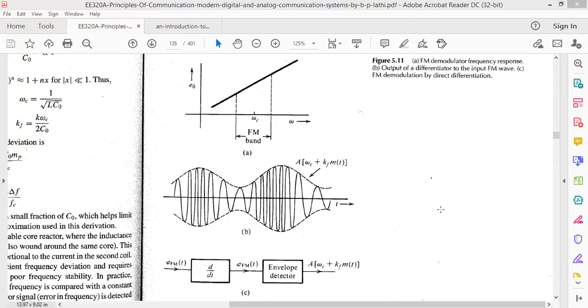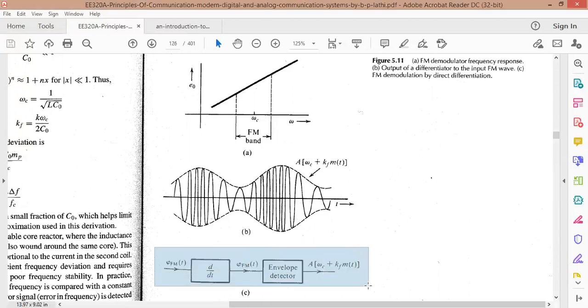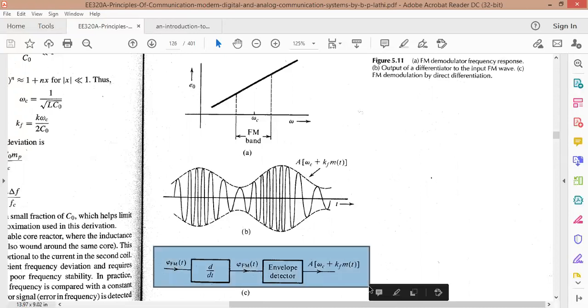Now I'm showing this particular book, Bipilati, to show you the basic block diagram related to the demodulation of FM signal. And I will tell you in an elaborate way how to obtain the message signal by using these two blocks, differentiator and envelope detector.